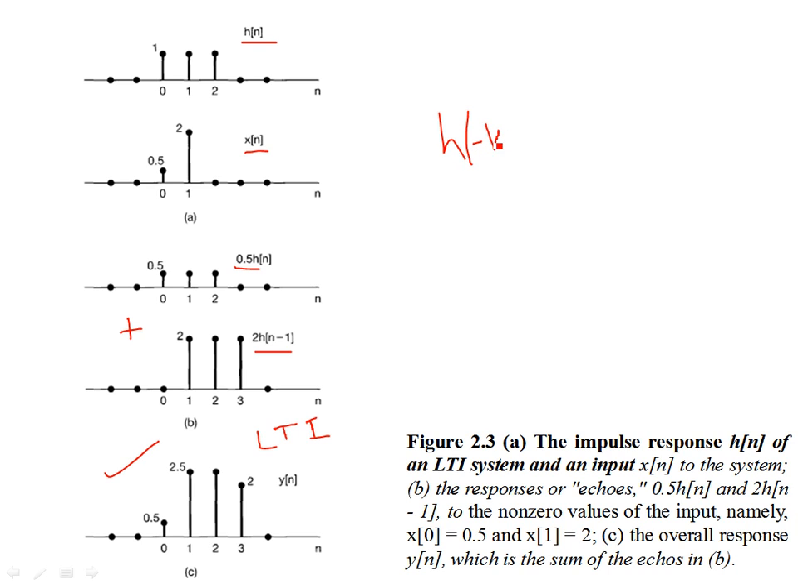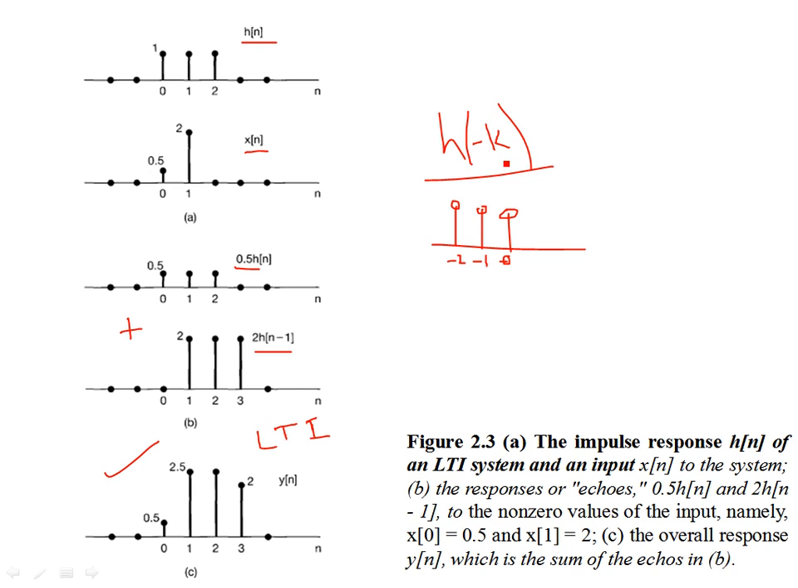We consider h of minus k, and if you can figure this out correctly, this is the flipped version of h of n. So what you have is a sequence like this: at n equal to 0, then at n equal to minus 1, and then the last sample at n equal to minus 2. So this is the flipped version of your impulse sequence h of n, so minus 1, minus 2, that's it. This is my h of minus k.